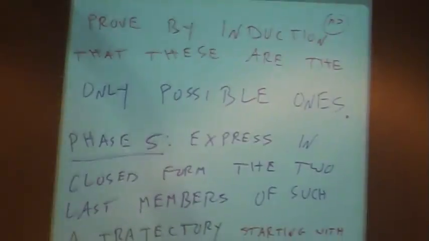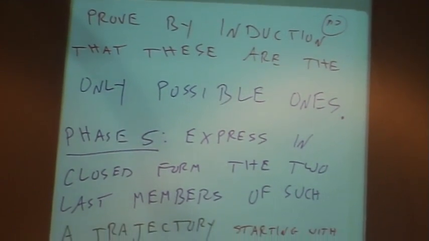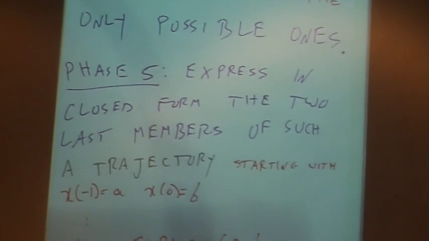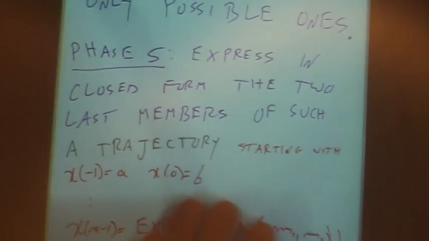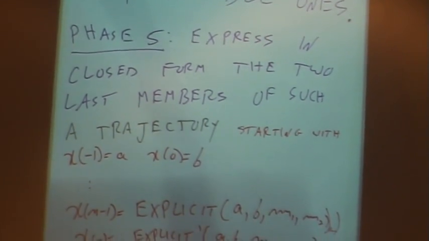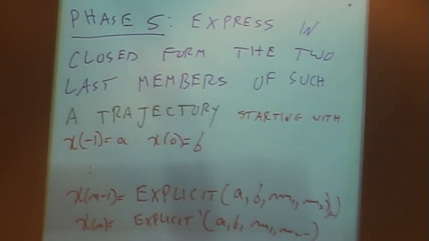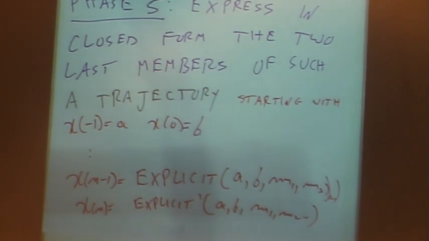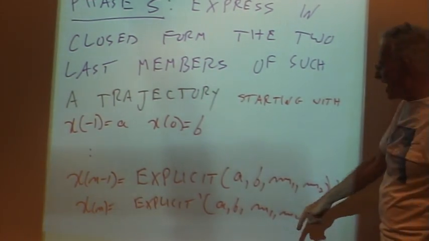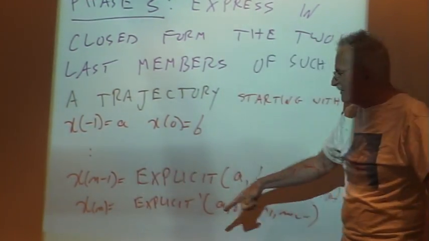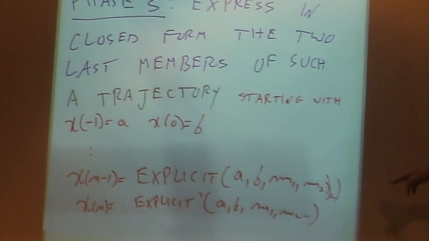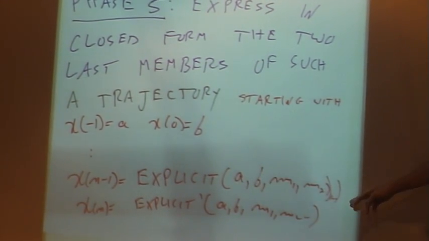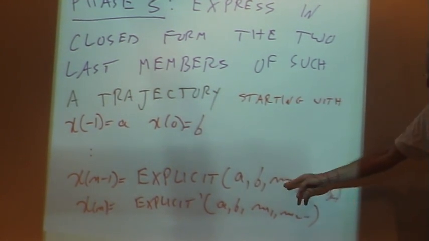So this is now phase 5. Express in closed form the two last numbers of such a trajectory. Now that you have these finitely many regular expressions, remember the rules depend on even and odd. You have a parity sequence. So each rule is a matrix, a 2 by 2 matrix. So you can compose it and have powers, and you can express a typical element in the sequence, x of n minus 1, as a certain explicit expression in the initial conditions, and m1 and m2, the parameters in the regular expressions.